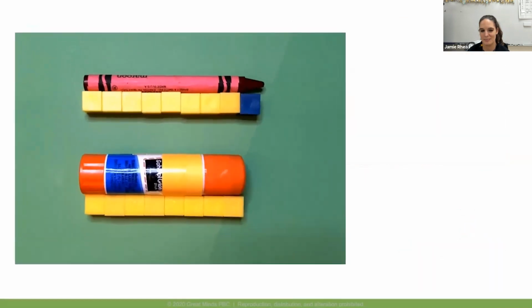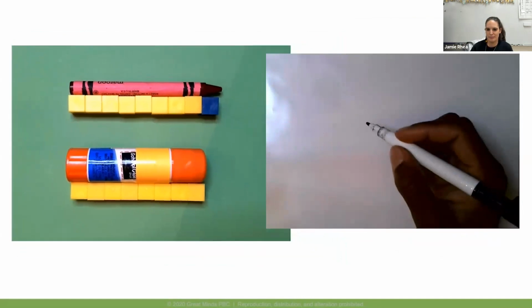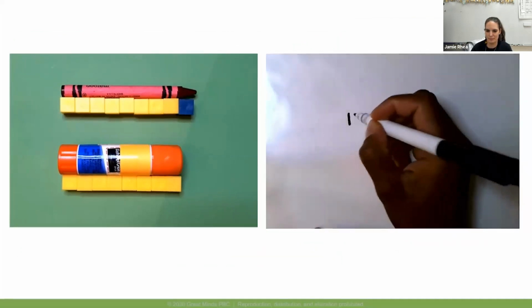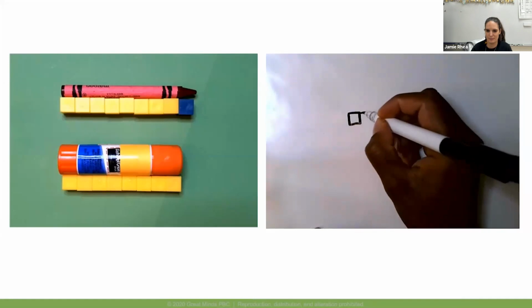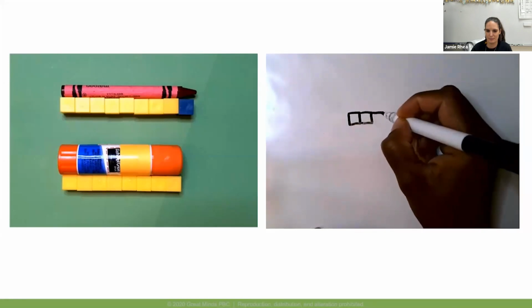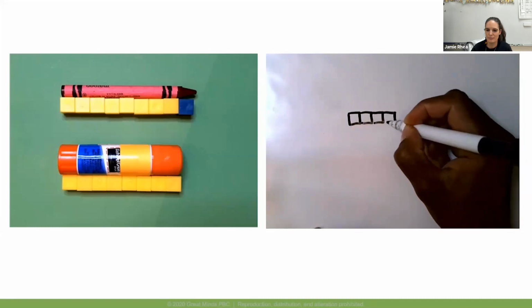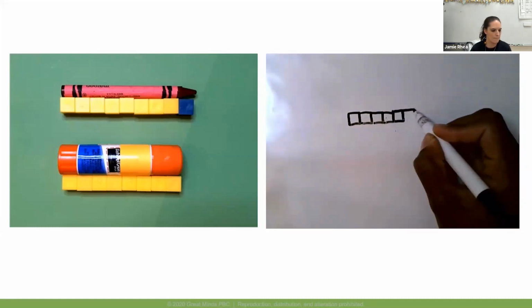Before we close, I want to show you one more really cool thing. I'm going to show you how to use a drawing to compare using this crayon and glue stick that we just measured. We see that the crayon is 9 cubes long. Let's be more precise. 9 centimeter cubes long. So we're going to draw 9 squares that will represent the centimeter cubes. Watch as I draw. I'm going to follow the same measurement behaviors in my drawing. That means I have no gaps.